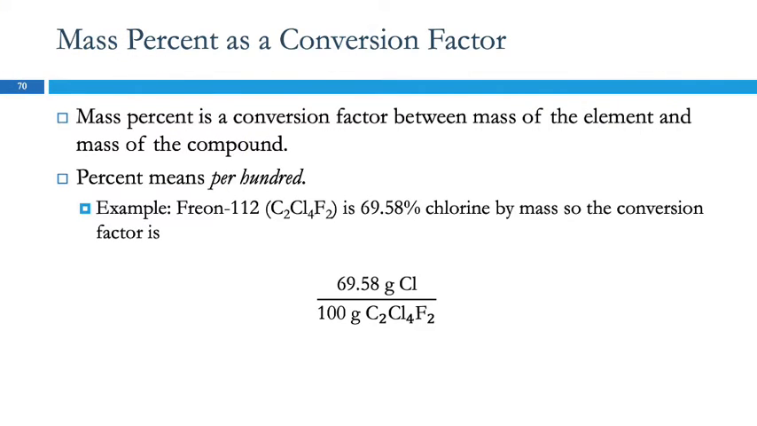If we know the mass percent composition, we can use that as a conversion factor and go between mass of an element and mass of the compound. Percent literally means per 100. So if Freon 112, which has this chemical formula, is 69.58% chlorine by mass, that means we've got 69.58 grams of that element, chlorine, for every 100 grams of the compound. So that's a great conversion factor between mass of Freon and mass of chlorine.